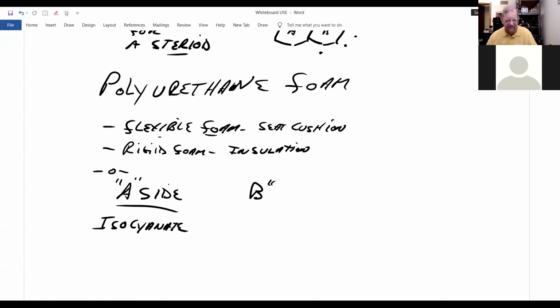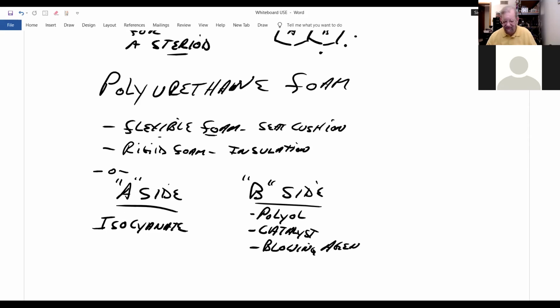Now the B side has, first of all, the polyol. It also has a catalyst, the tertiary amine catalyst. And it has a blowing agent. That's what heats up and makes the foam. And it usually has a silicone surfactant to help make the foam bubbles circular and insulate better. And what you do is you take the B side, equal amount, and pour it into the A side, mix it well, and you get your foam.